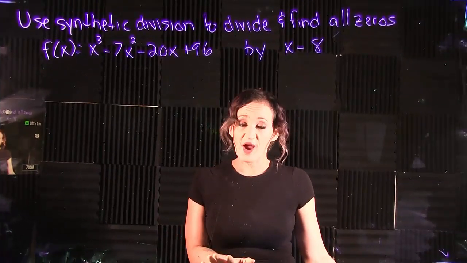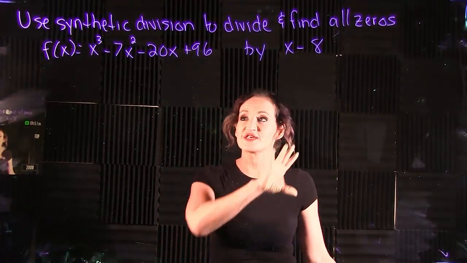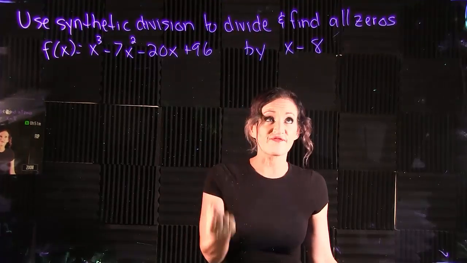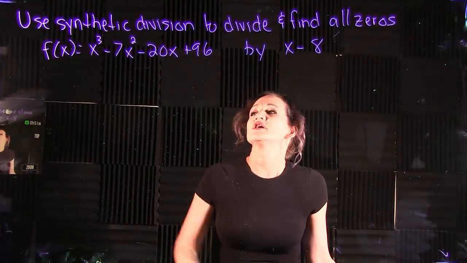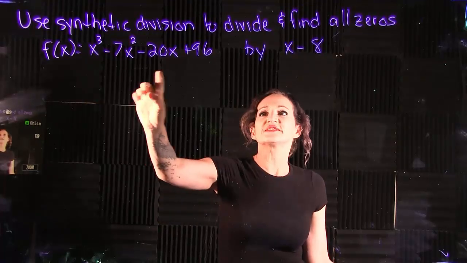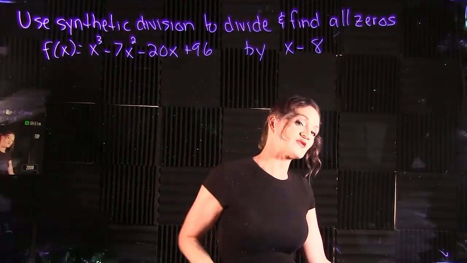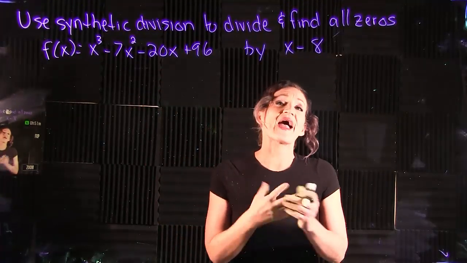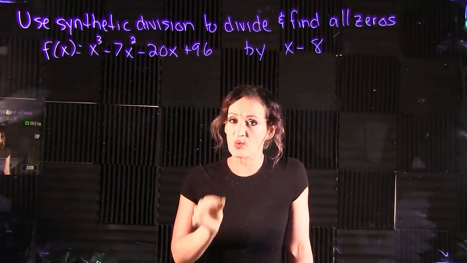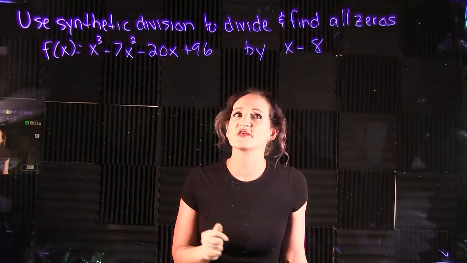For this problem, we're going to use synthetic division to divide the following problem and then to find all zeros here. So we're given a cubic function, so we're given this f of x, and we're told to divide it by this x minus 8. So when we're asked to divide it by the x minus 8, what we're really dividing by when we're using synthetic division is by 8.